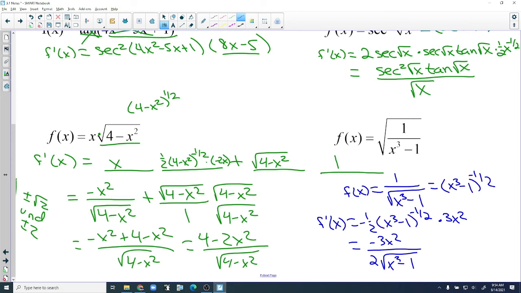Oh, yeah. Thank you. Yeah, I totally messed that up, didn't I? Good catch. That's awesome. Negative 3/2. I never minused 1. So that's negative 3x squared over the square root of x to the third minus 1, to the third.